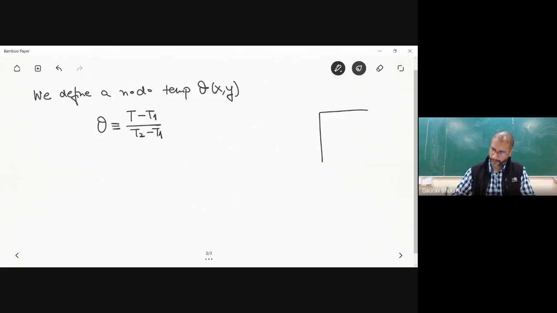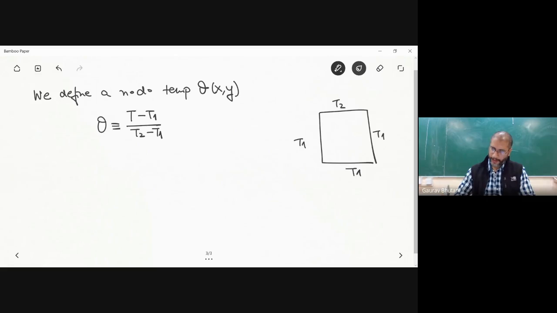So let me draw my domain here. So we had T1, T1, T1, and T2. What you see is that theta again gets nicely normalized between 0 and 1 on the boundaries. On the boundaries it becomes either 0 or 1, and on the inside, since we have boundary conditions of T1 and T2, the temperature inside should be between T1 and T2. There's no generation, so temperature on the inside of the domain cannot go above T2 or below T1.